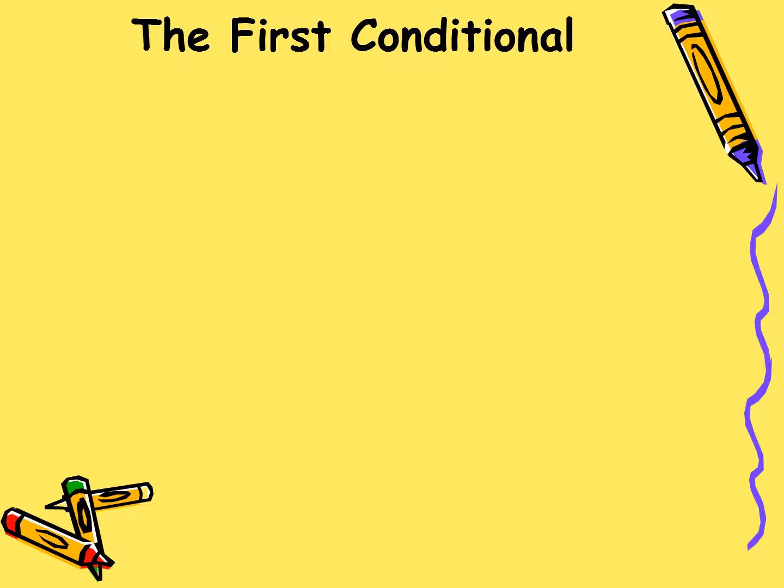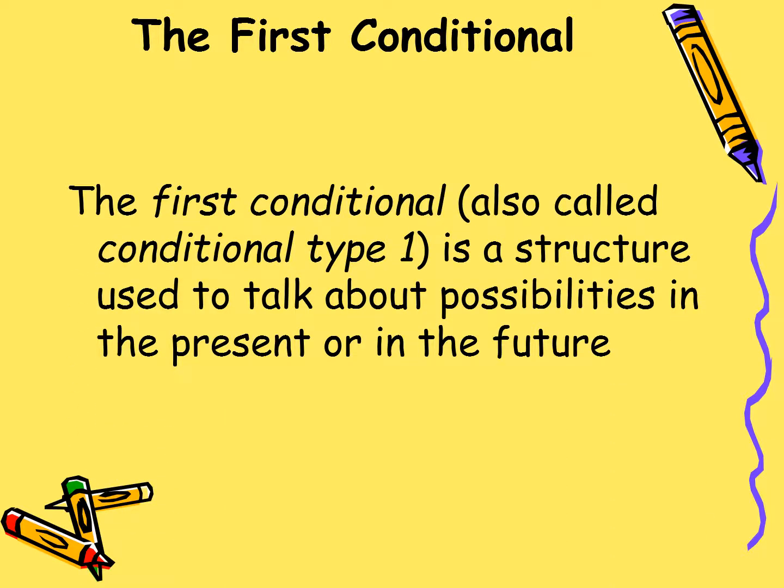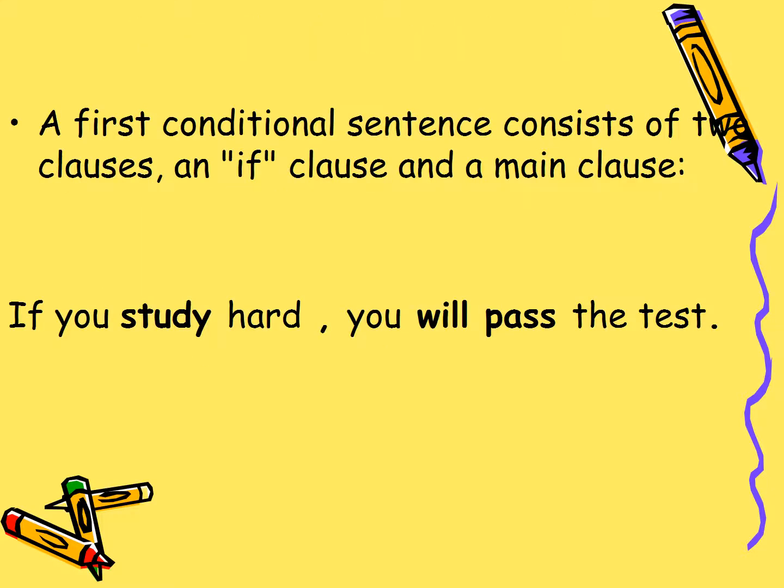The first conditional, also called conditional type 1, is a structure used to talk about possibilities in the present or in the future. A first conditional sentence consists of two clauses, an if clause and a main clause. If you study hard, you will pass the test.